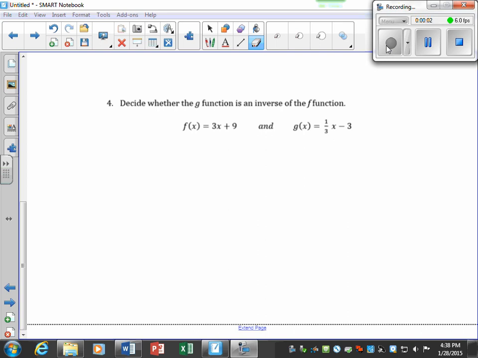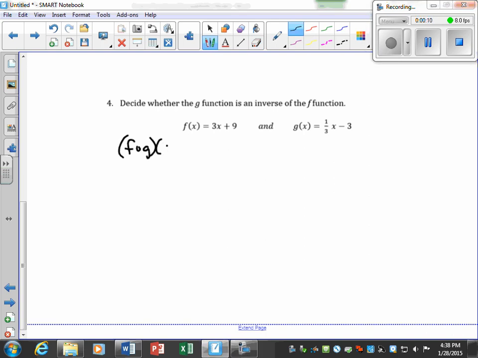So we have another example to determine whether these are inverse functions. So we're going to check f of g of x, which looks like this. The first thing we're going to do is plug in g of x, which is over here. So that's going to be 1/3 x minus 3. I'll bring down my f.